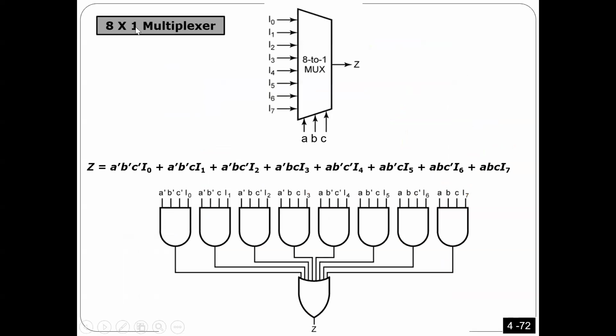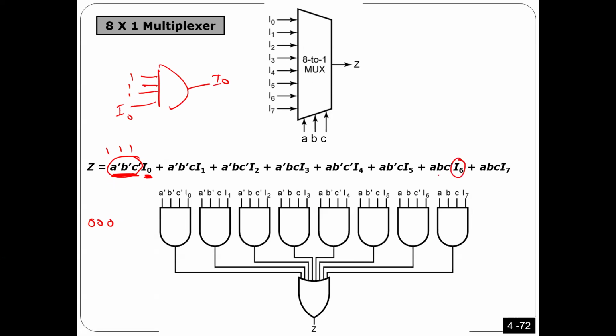Same thing here for 8 to 1. As you see, it's exactly the same. In the case of I0, I have to put the minterm for I0 here, so that when the input is 0, 0, 0, these three are going to give me 1, 1, 1. And if you have 1, 1, 1 in the case of A, and then you have I0, I'm going to get I0, whatever the value of I0. Same thing for the other ones.